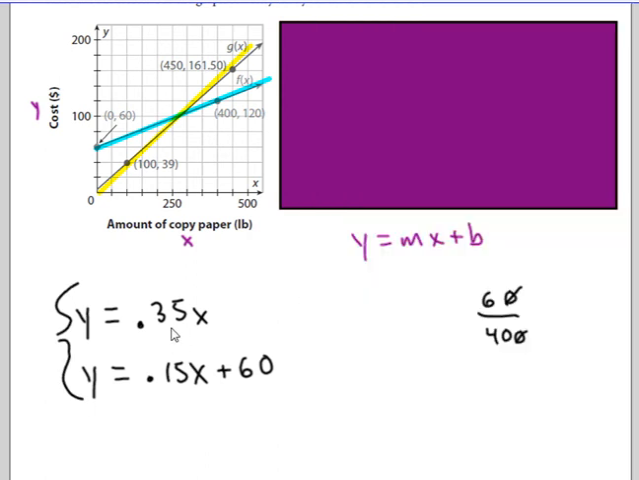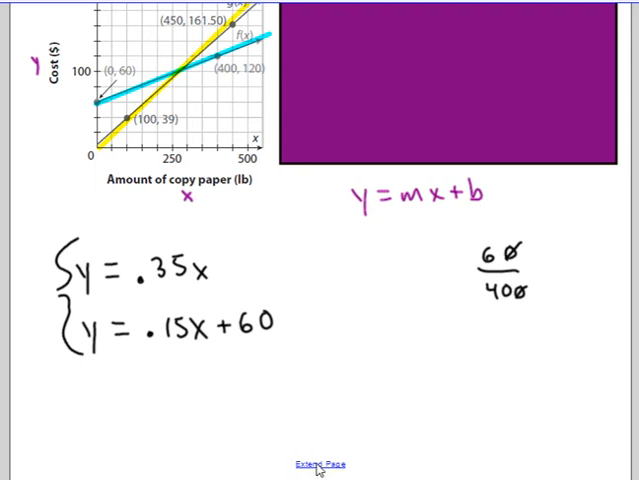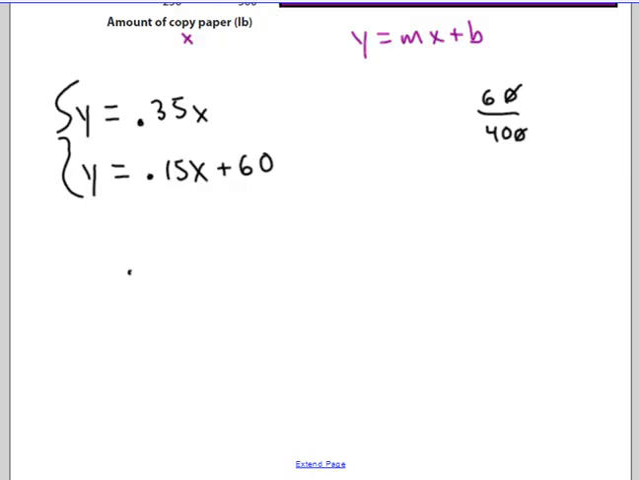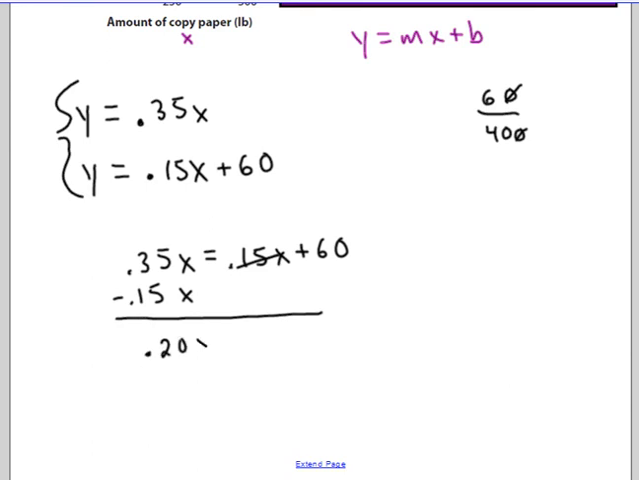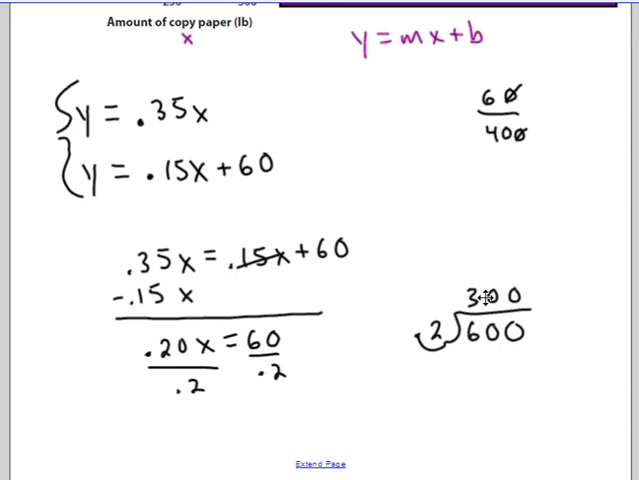Okay. You guys, since they're both equal to y, that means they equal each other. So I'm going to set 0.35x equal to 0.15x plus 60. So I'll subtract 0.15x from both sides, and I'll get 0.20x equals 60. So then I'll divide by 0.2. If I divide 0.2 into 60, you have to move the decimal place over 1, so I add a 0. 2 goes into 600 300 times. So I just got that x is 300.